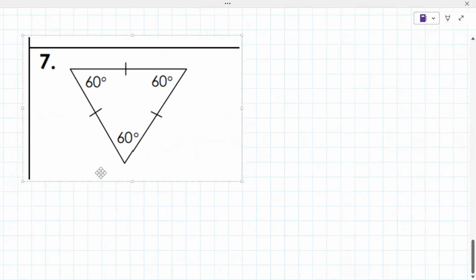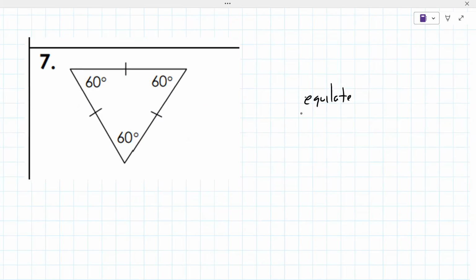All right. So it'd be equilateral. It's equilateral. It's an acute angle. It's assumed to be acute, so you don't have to state that.